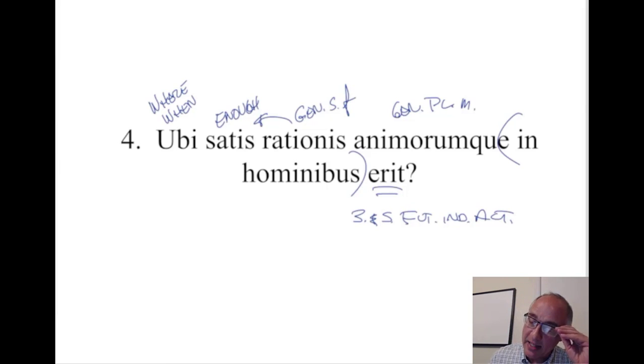So satis is the noun, rationis is the genitive that is governed by satis. And the Romans are not going to say enough reason. They will say enough of reason. It's a partitive genitive or genitive of the whole. But in English we do both ways, so you can choose for yourself when you translate it into English.